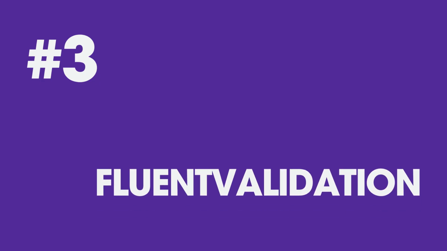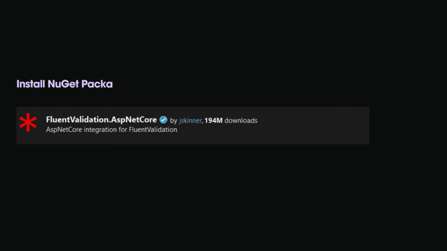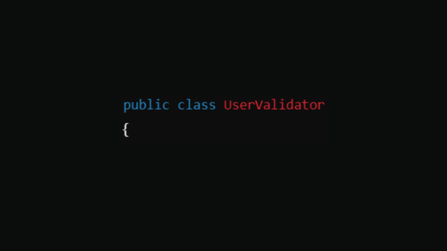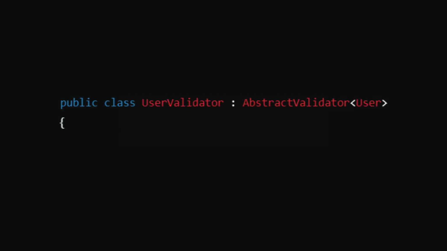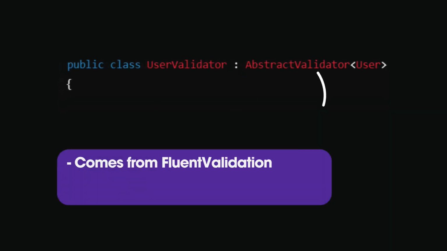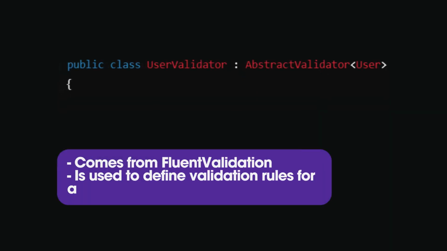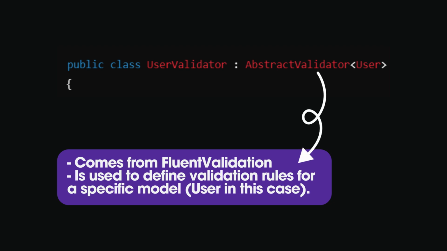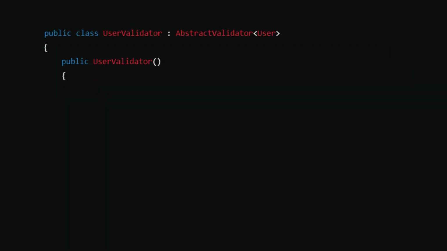Validation method number 3, Fluent validation. To use this, first, we need to install the NuGet package. Then, we can create a new class called UserValidator, which inherits from AbstractValidator. Abstract validator comes from Fluent validation and is used to define validation rules for a specific model. Then, we can start to add all the validation rules for the user model.